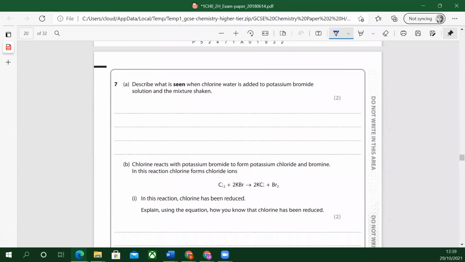Okay, so 7. Describe what is seen when chlorine water is added to potassium bromide solution and the mixture shaken. So what I'm going to do, as it's going to take a while to answer that question, is carry on with the answers to question 7 in part 4. Okay, so thank you for listening, and I'll continue into part 4.